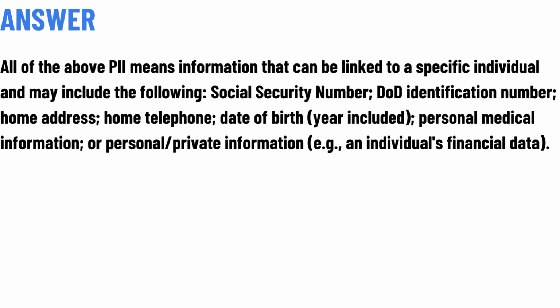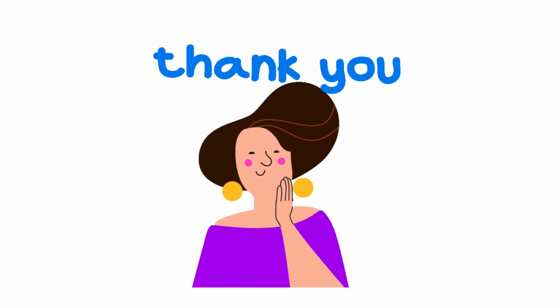PII means information that can be linked to a specific individual and may include the following: social security number, identification number, home address, home telephone, date of birth, personal medical information or personal private information. So that is the correct answer of the question.